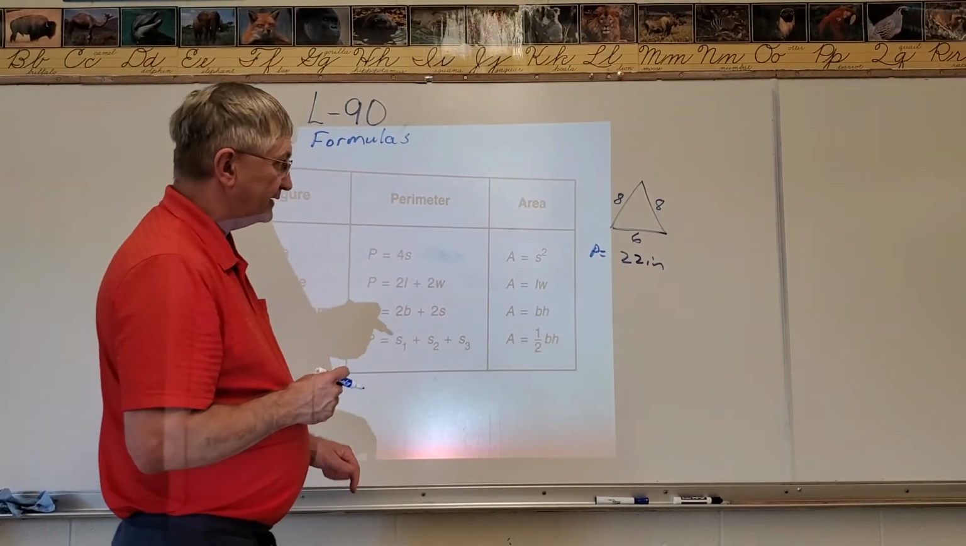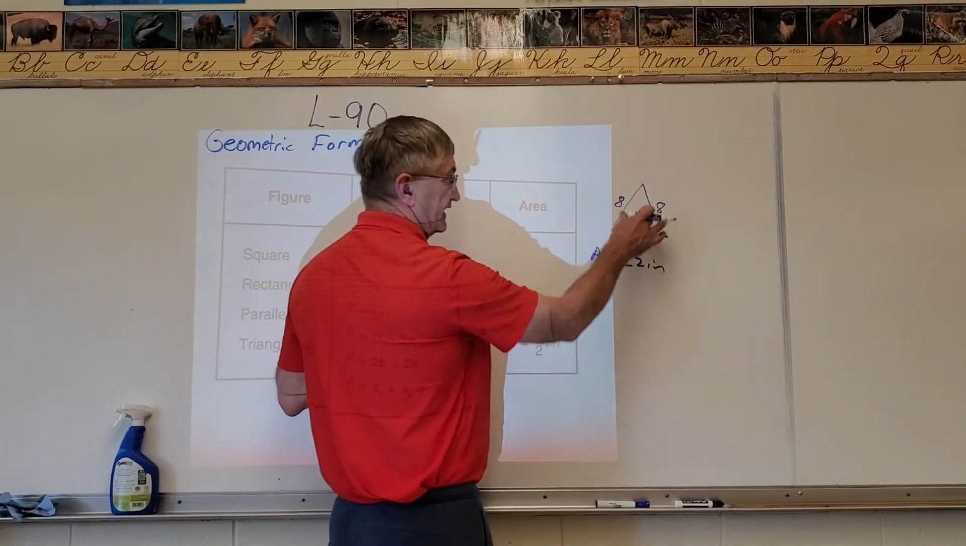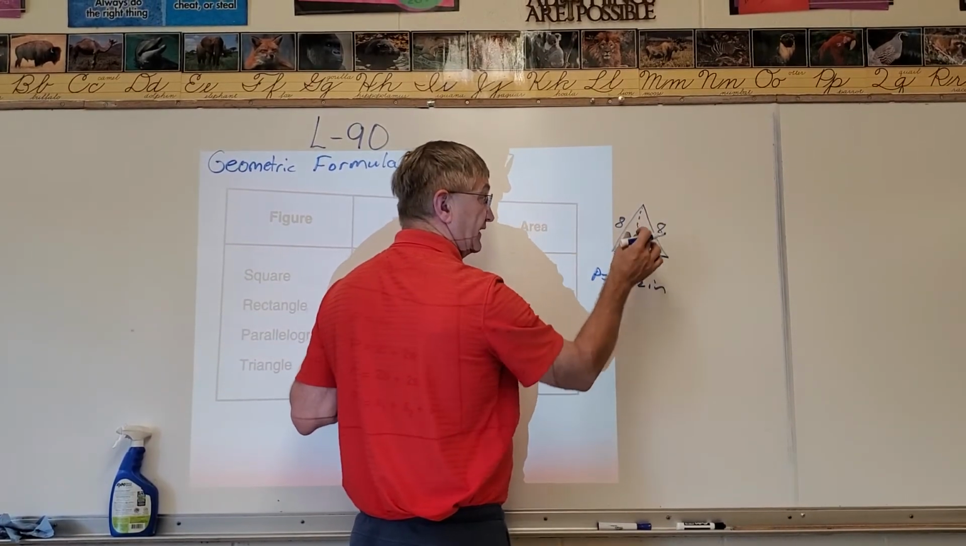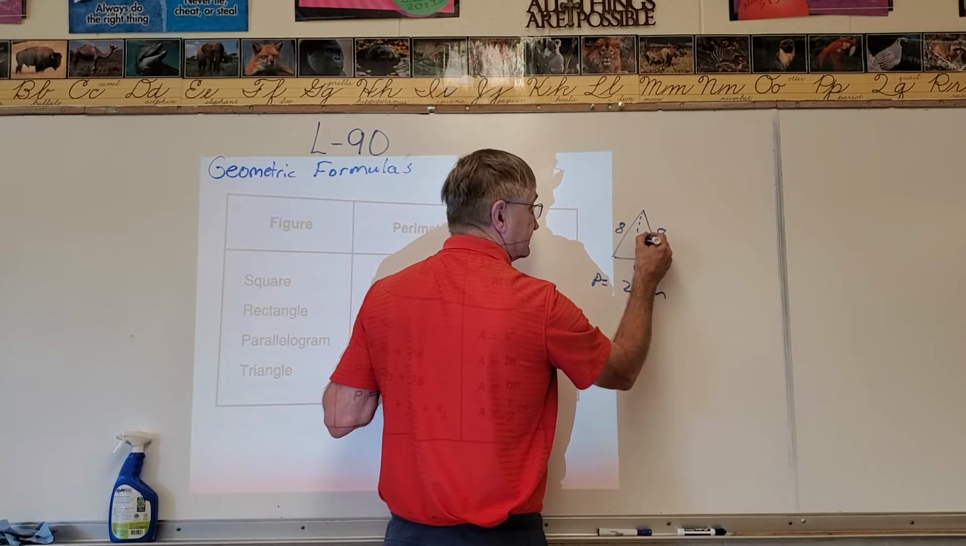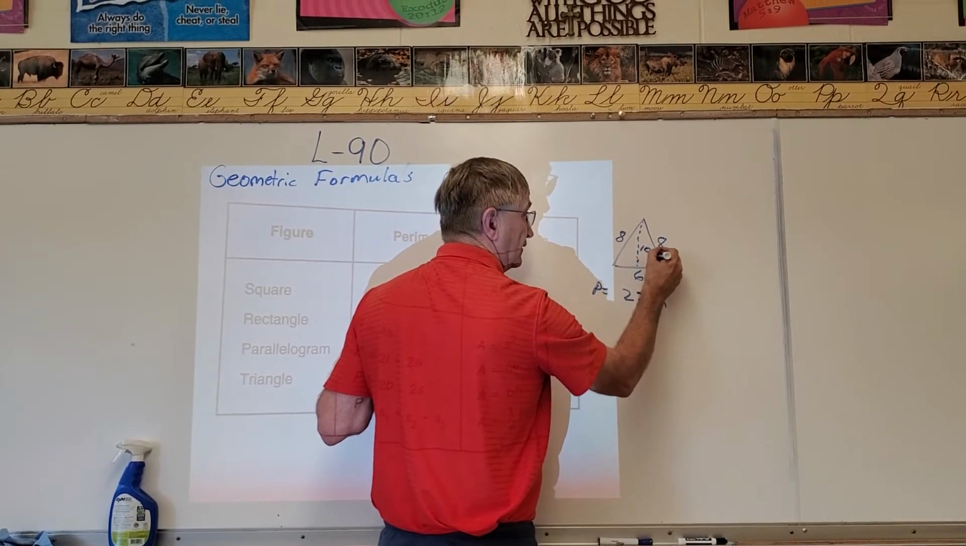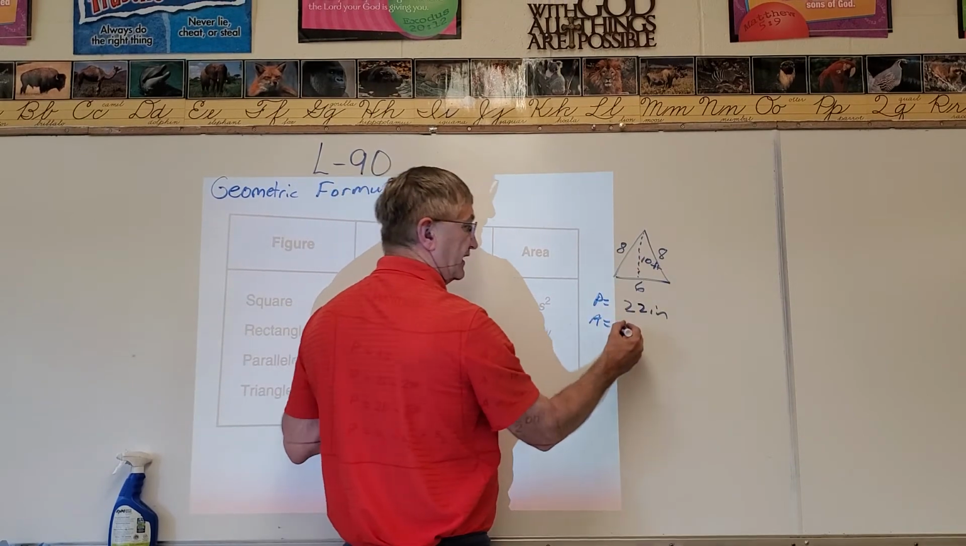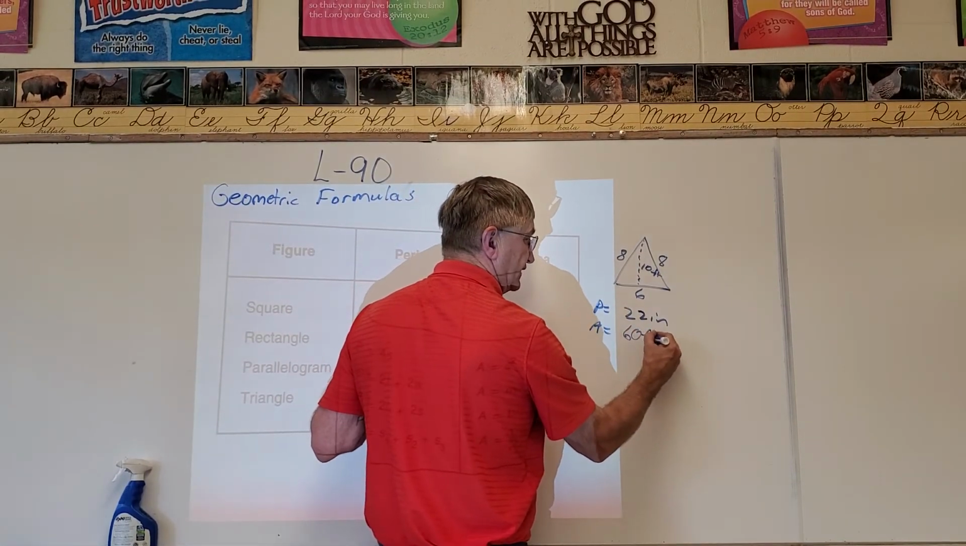1/2 times the base times the height. So again, we have slanted lines, so we have to create a height line. So let's say that height line that they give us is 10 feet. So that means the base is 6. So area equals 6 times 10, which is 60 feet.